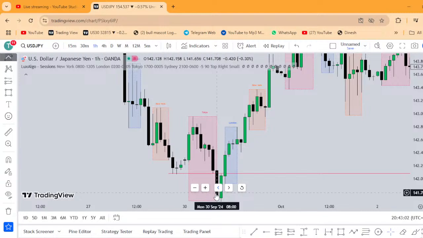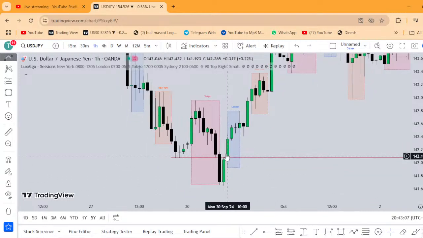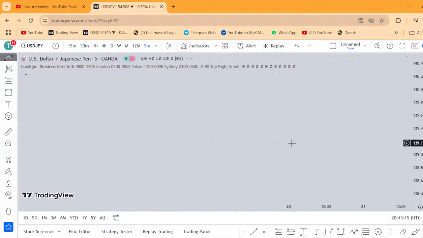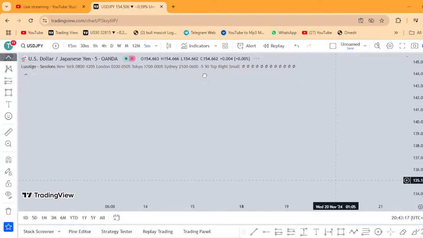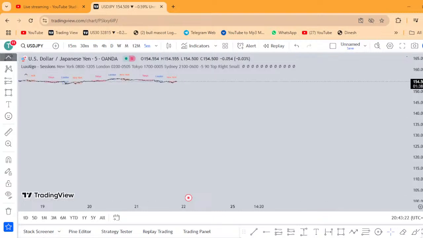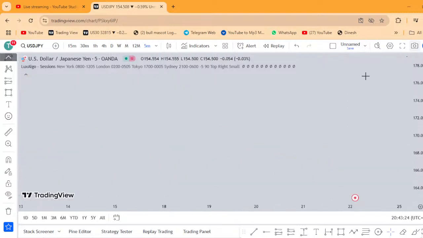So when the sweep is complete and displacement begins, I'll now go to the 5-minute chart to look for an entry in the kill zone. So I go to the 5-minute chart.